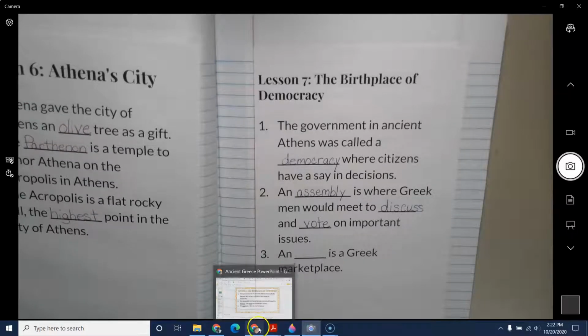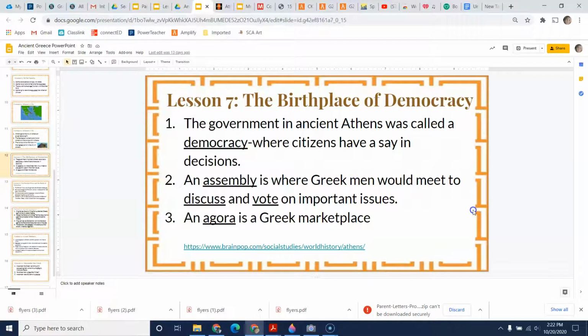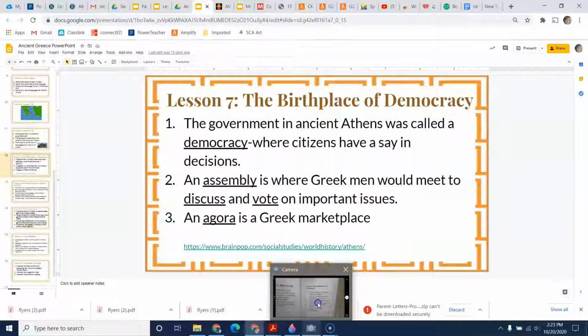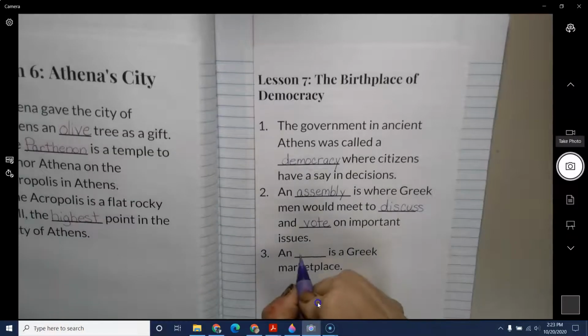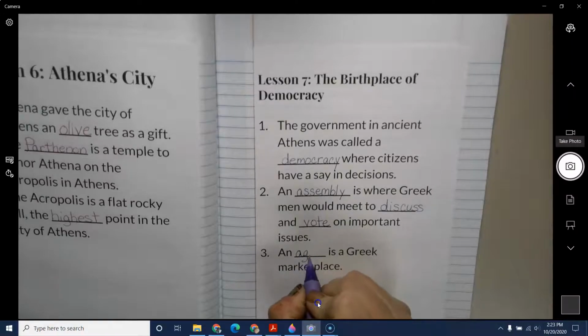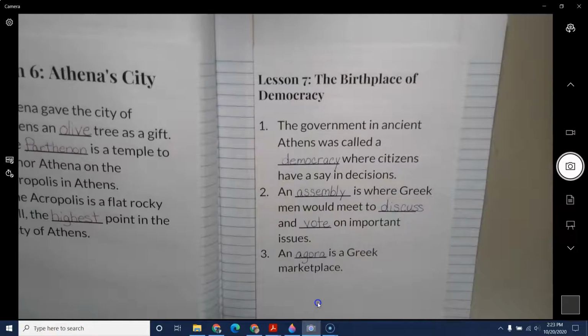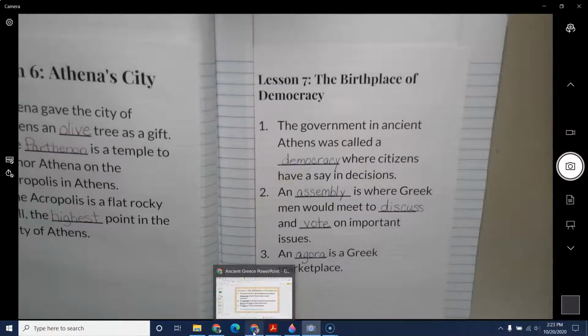And then the last piece of information we're going to write down today is something we talked about yesterday, which is the Agora. That is our project you guys are working on for next Thursday. The Agora is a Greek marketplace. So in here, we're going to write Agora, A-G-O-R-A. If you need to pause this, you can get caught up, go ahead. And I'm going to pull up our video.